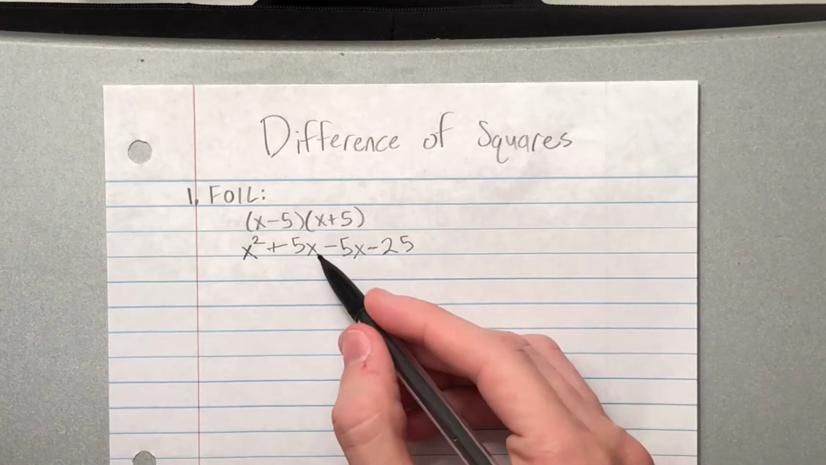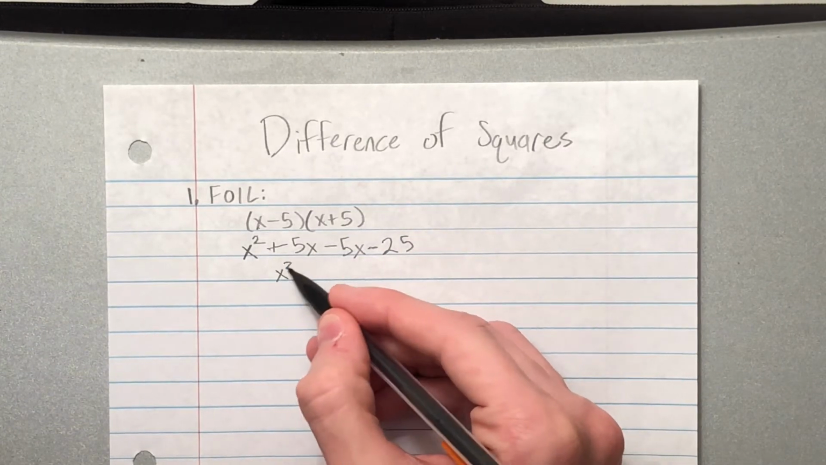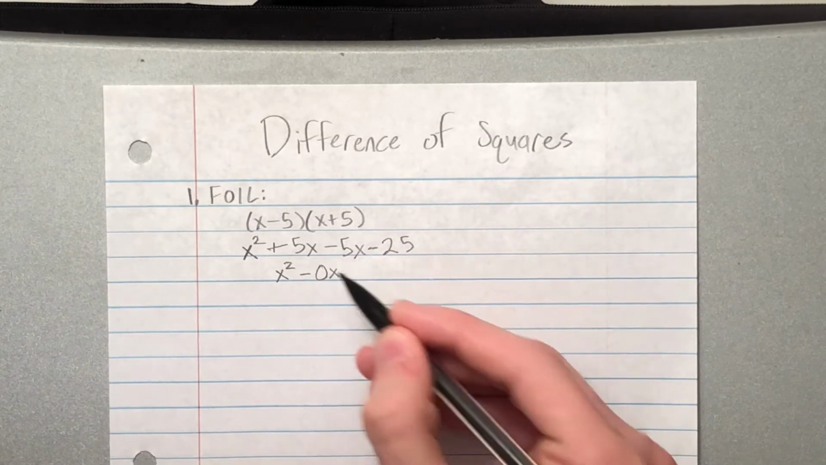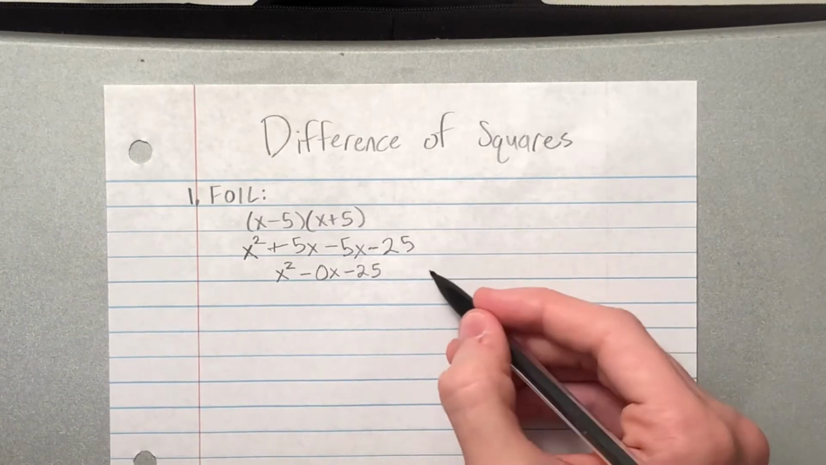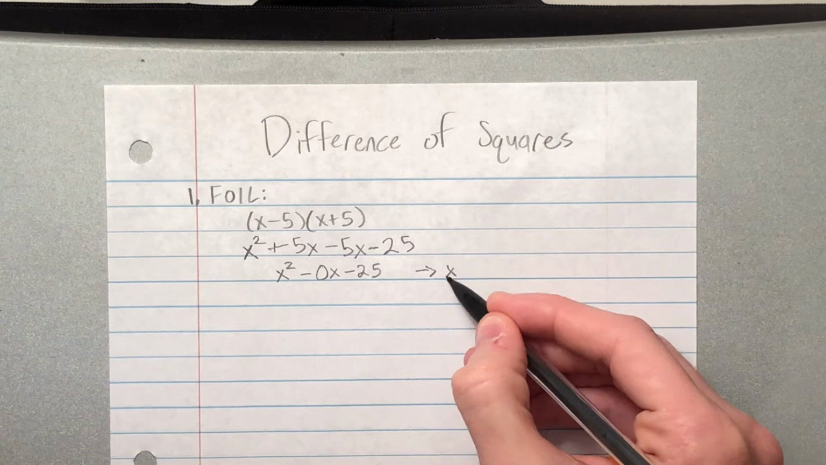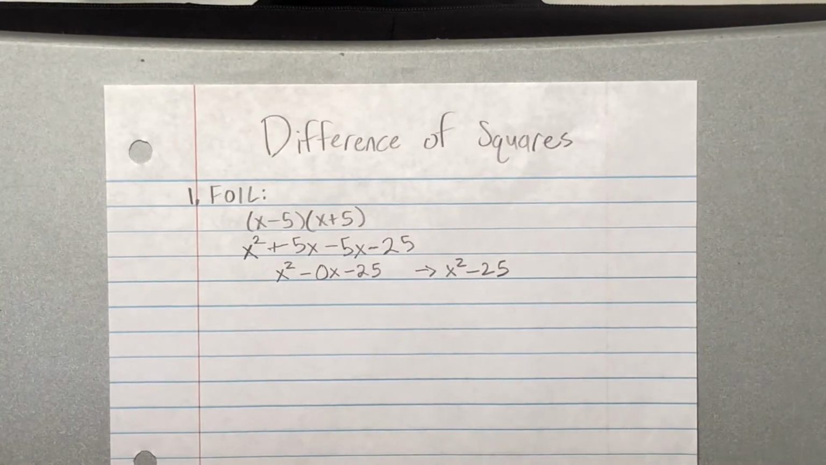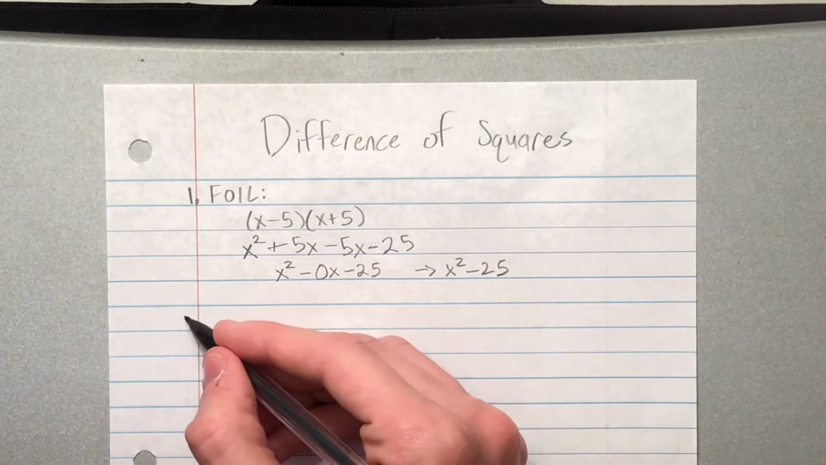But remember, when I FOIL, I need to add the like terms in the middle. When I do that here, I guess I could write minus 0x minus 25, but I don't really need to because this just simplifies to x squared minus 25. So that's kind of weird. I haven't given you a lot of FOIL problems where the middle term canceled out, but that's what we're going to deal with today. So let's jump in with a factoring problem.